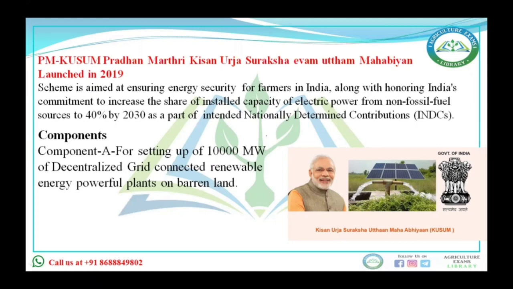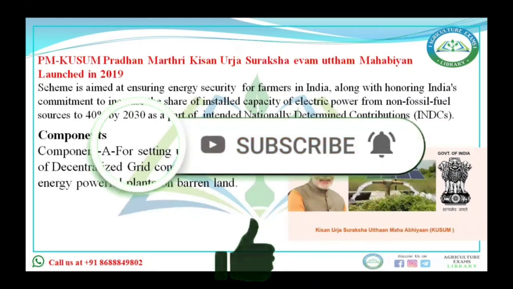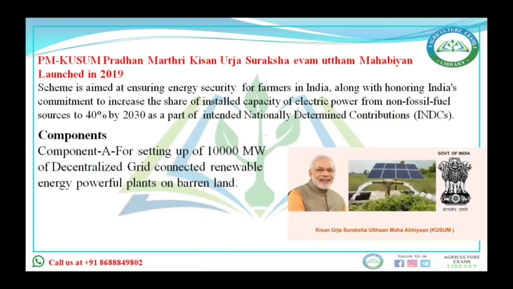This scheme aims to increase the installed capacity of non-fossil fuel in the entire electric power installed in the country to 40% by 2030. Okay, there are various components of this scheme: component A, component B, component C. Component A is for setting up 10,000 megawatt of decentralized grid-connected renewable energy power plants on barren area.